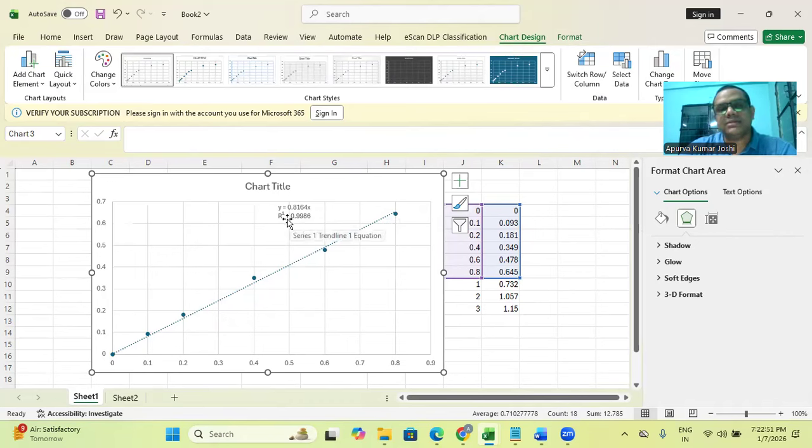And the next thing that you got to keep in mind is the R squared value. For most experimental analysis to be valid, you need to have an R squared value as close as possible to 1, preferably above 0.99. 0.98 is also accepted, but less than 0.98 is very bad.